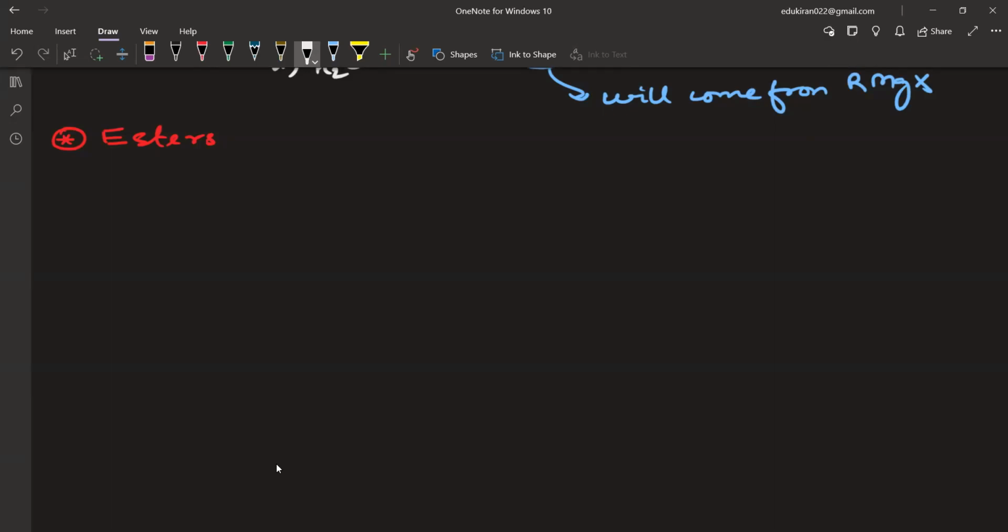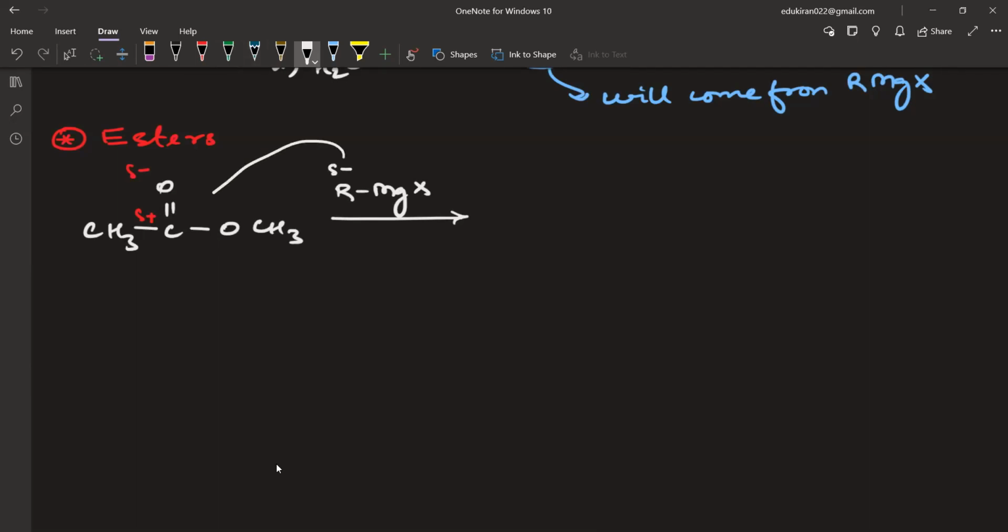Let's take an example of CH3, C double bond O, OCH3. Here again we have the delta positives and the delta negatives. You have to remember delta positive, this is delta negative. And we are going to treat this with RMgX. Here again, this is my delta negative, so it is going to attack on this carbon atom, and this pi bond is going to break. It goes to oxygen, and oxygen will get the MgX.